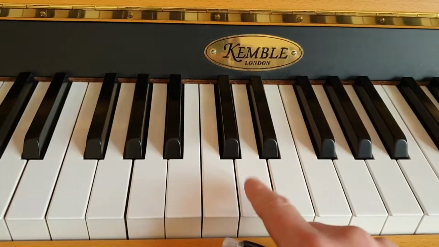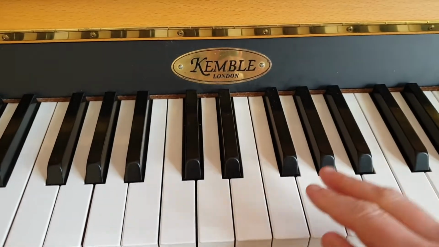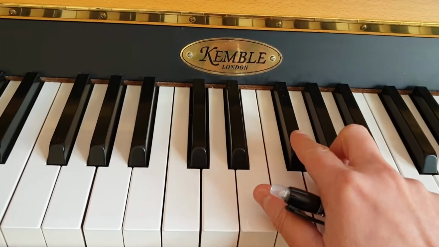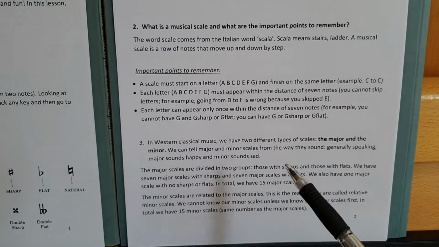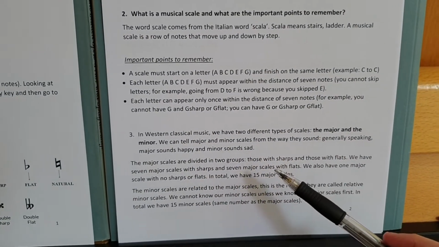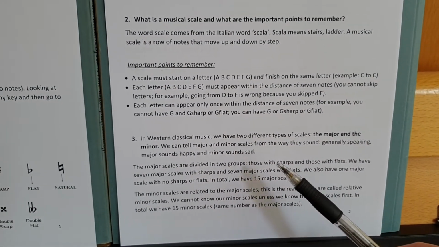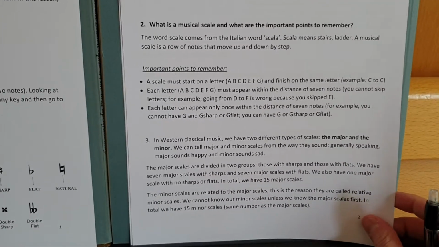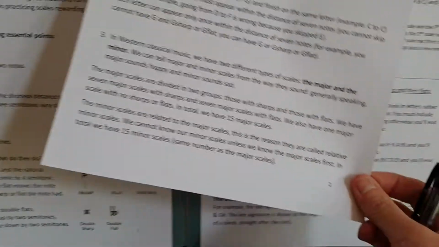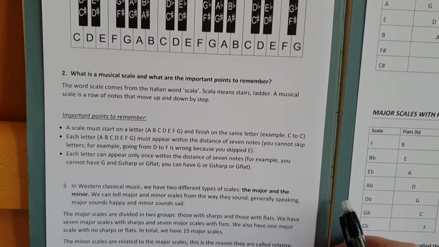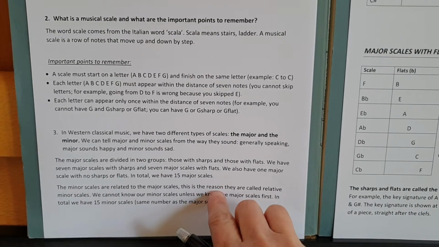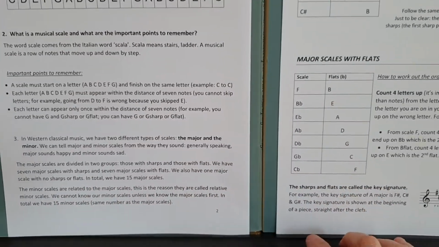We cannot have D and D sharp or G and G flat. We'll either have G or G flat. We cannot have both. This is what I'm explaining here. We have major and minor scales, 7 major scales with sharps, 7 major scales with flats, and 1 major scale without any sharps or flats. And there's a little paragraph here about the minor scales. Have a read at this, but we're going to focus on the major scales at the moment.